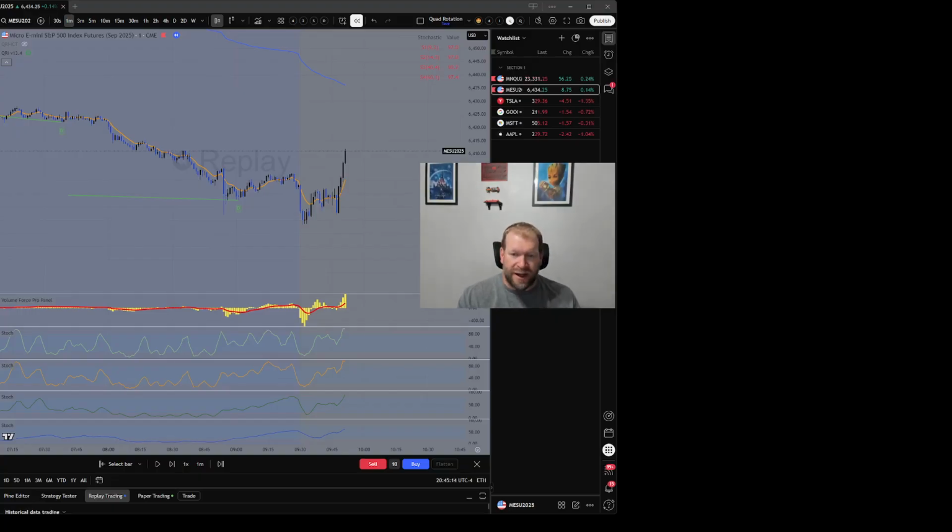For a short setup, we need that stochastic to be right around the 80, or overbought zone. And for a long, we're looking to take a bounce off of the 20. It can be slightly within the range on the 5. These ones are all in oversold territory, okay? So let's see if we get any coming up here.